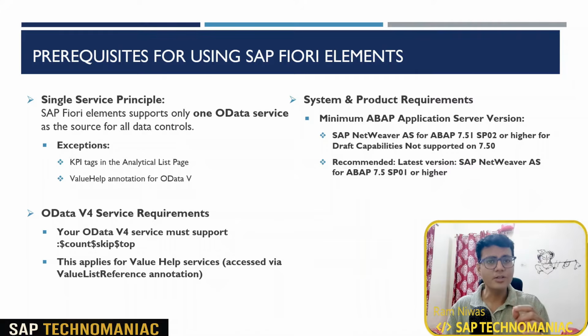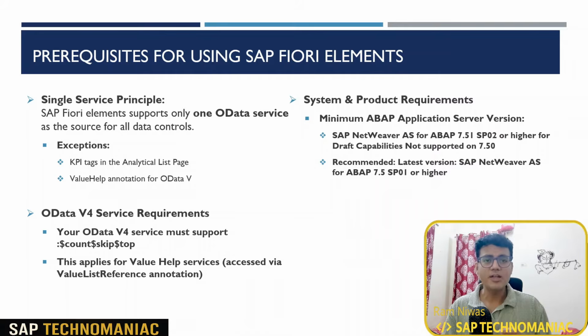This applies for the value help request also, which you are creating. As I told you in my previous step, we can have multiple services only in the form of value help or in the form of the KPI tag. So for value help, when we are creating it, we are consuming a different service in our application. That service also should have skip, top and count already implemented. Otherwise it will not work in OData v4.